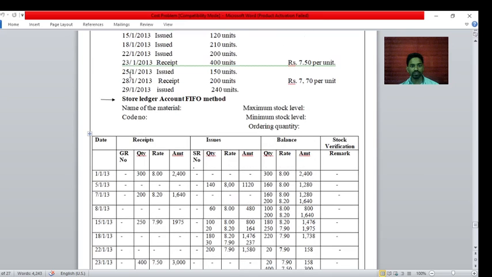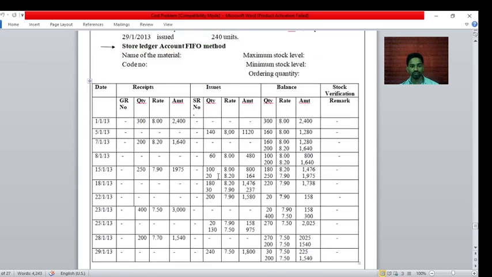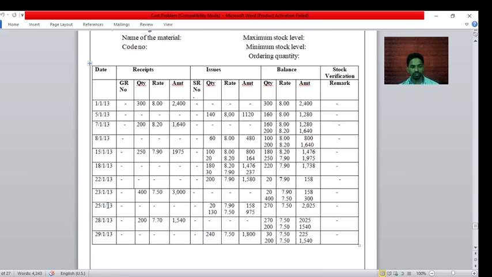Okay, so next on 25th January 2013, what happened? It is issued 150 units. Now see, on this 25th January 2013, first of all, the remaining first stock is 20. Take 20 at the rate of 7.90, the total will be 158. Still, it means in total 150 we have to take. So 20 taken, out of this 400 we have to take again 130 units. So take 130 units at the rate of 7.50, the amount will be 975.